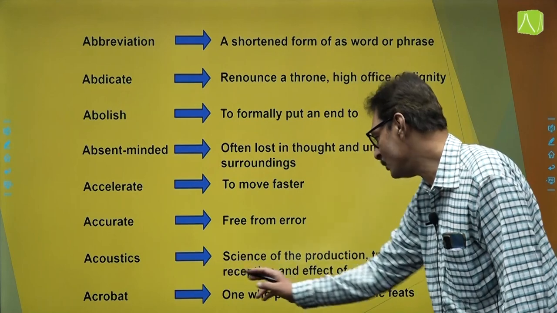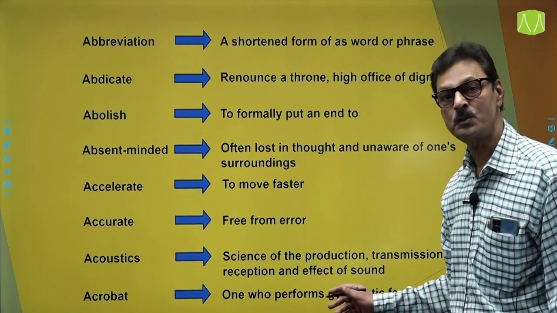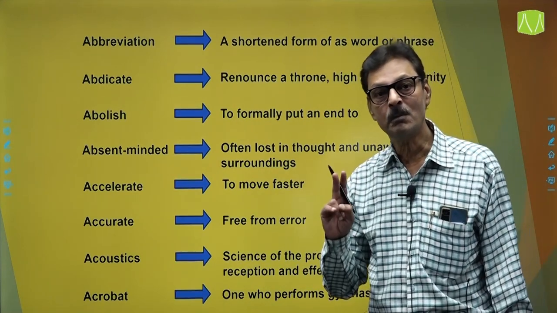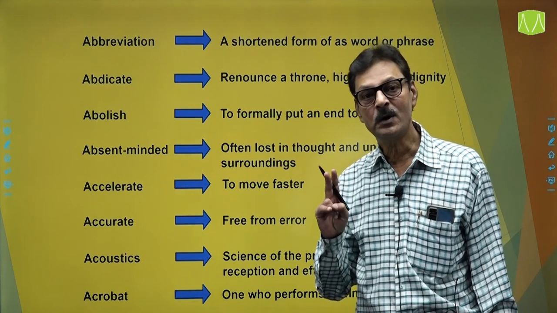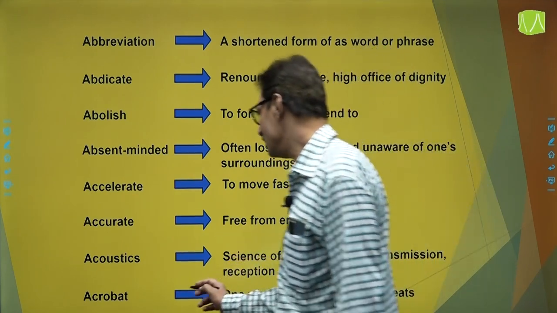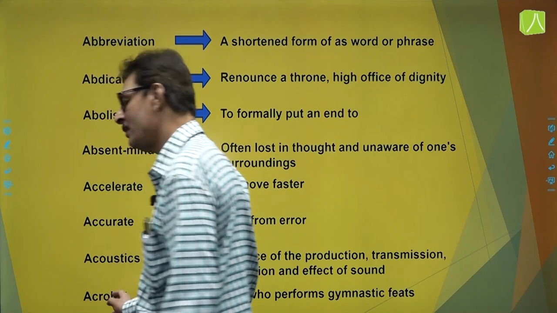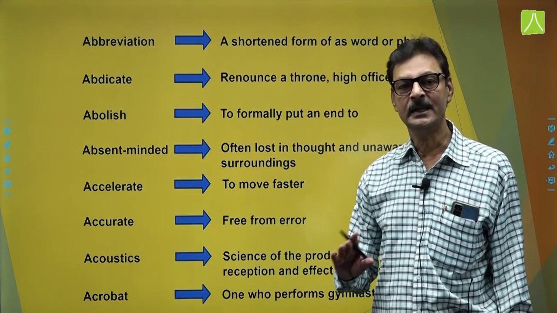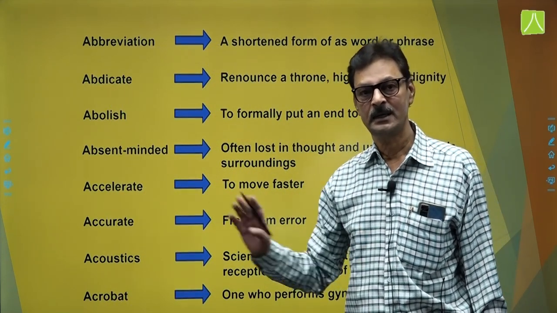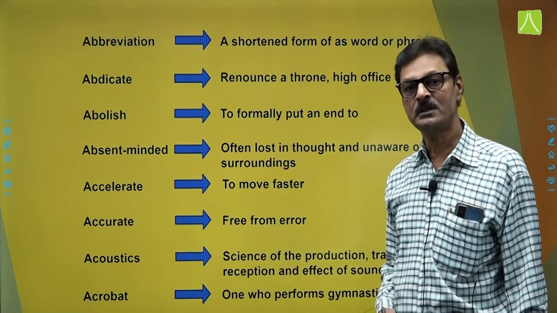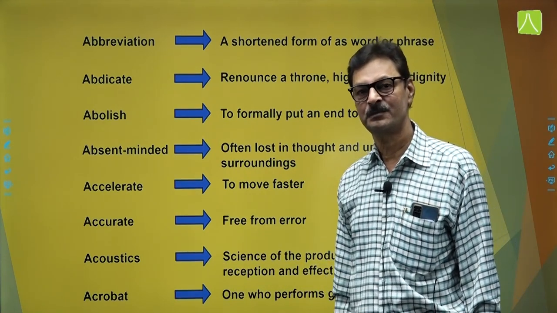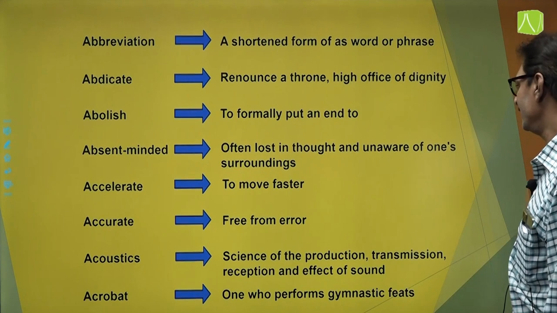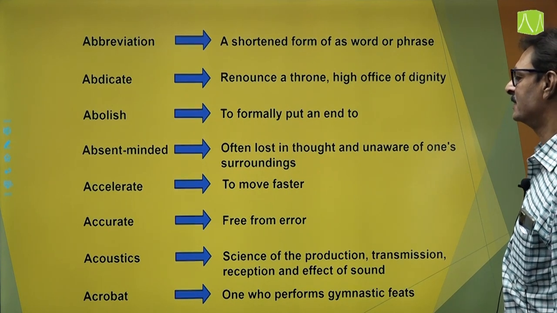So, हो सकता है acrobat के संग you may be given an option athlete. So, don't mark athlete as the answer. वो गलत जवाब रहेगा. The correct answer will be acrobat. Yes, athlete is runner. So, भागता है. This is acrobat. वो performs the gymnastic feats. Okay. Let's move on with the other words.